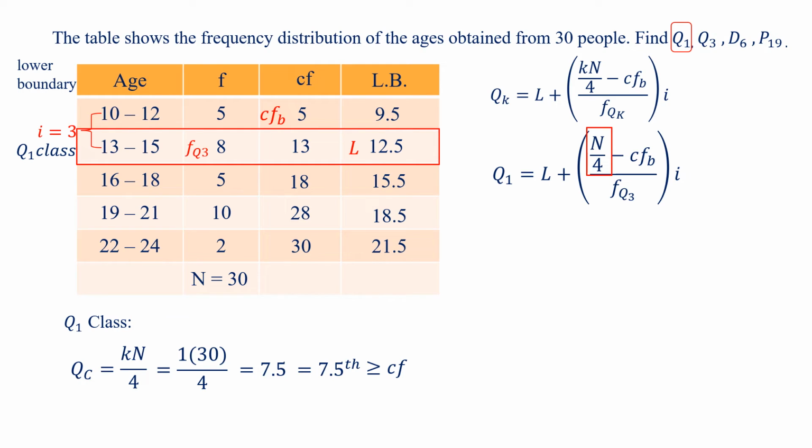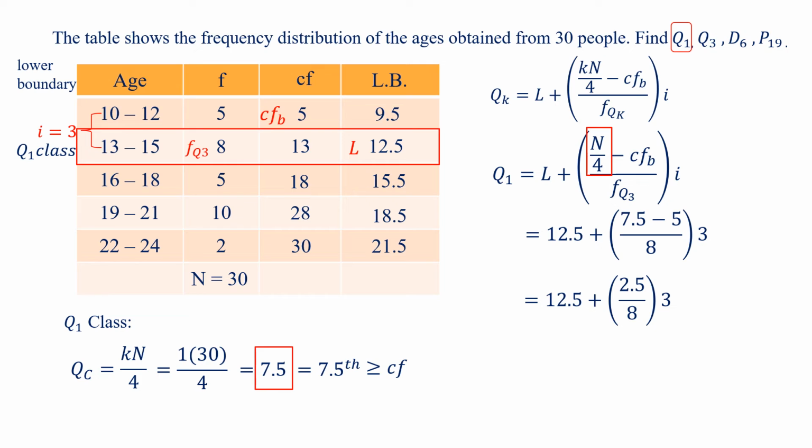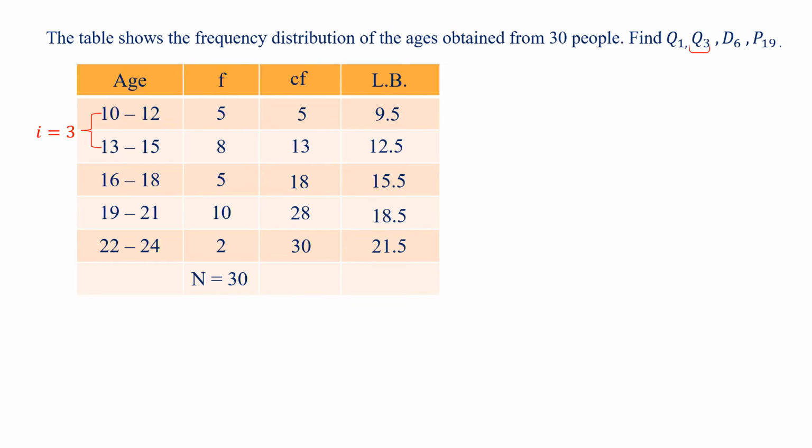Then substituting all the values, so n over 4 is this one already, we computed it. So we have 12.5 plus 7.5 minus 5 divided by 8 times 3. Simplifying further, we get 12.5 plus 2.5 over 8 times 3, which is equal to 12.5 plus 0.9375. And then we will be getting Q1 is approximately equal to 13.44.